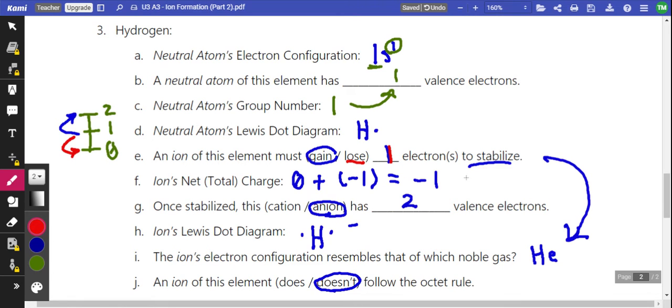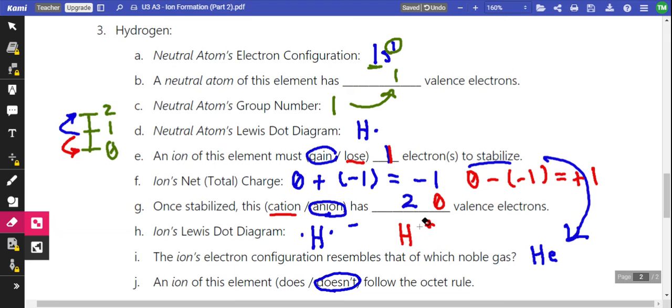Okay, and so we end up with a charge of 0 minus -1, which equals +1. That would mean it's a cation instead of an anion, and it has 0 valence electrons. All right, so its Lewis dot diagram would be H, and it just straight up has no dots, no valence electrons. And it has a positive charge, so you could either write 1 plus, or you could just write plus, to show it's a positive 1 charge. The 1 is implied. And in this case, it wouldn't be like any noble gas. It has no valence electron, so it's not mimicking anything.